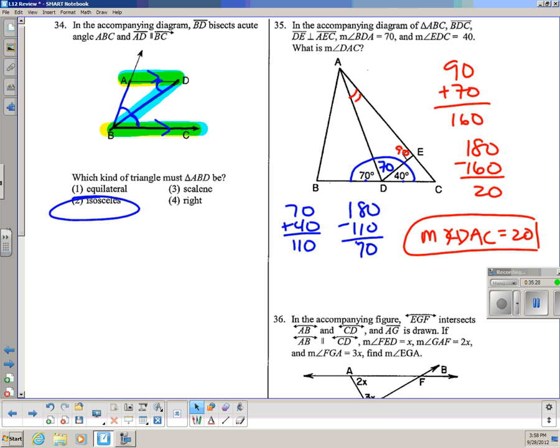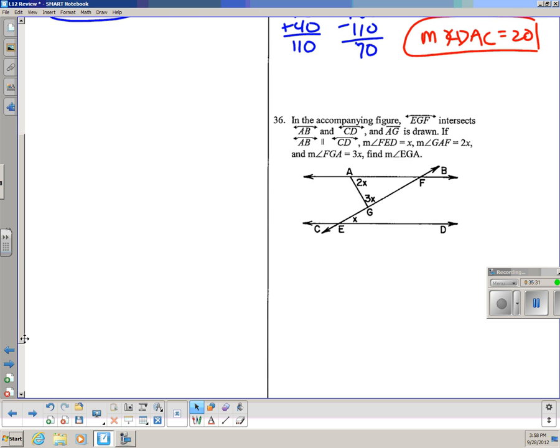Number 36. In the accompanying figure, it says line EGF intersects AB and CD, and AG is drawn, and we have parallel lines again. So AB and CD are parallel. And they gave us a bunch of angle measurements. So again, I want to find angle EGA, but if you look, it's tough. I have a triangle AGF here, and I have 2x and 3x in the triangle.